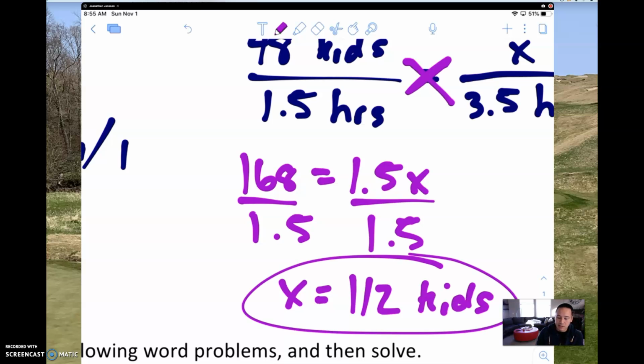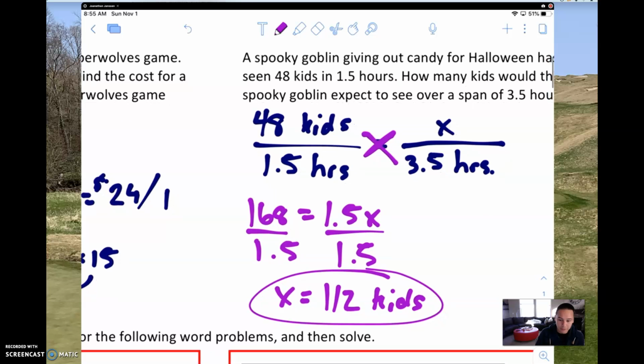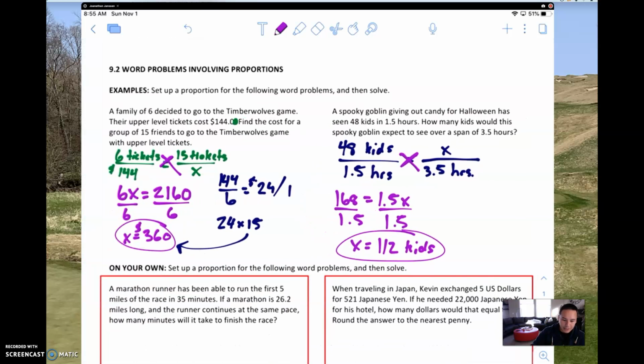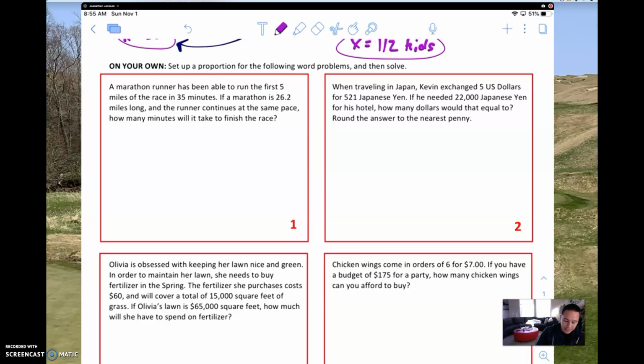So if you're like me and the spooky goblin gives out full-size candy bars for Halloween, that might get kind of expensive, seeing 112 kids over a span of 3.5 hours. So for every one of these problems, all you're going to be doing is setting up a ratio, take the information from the problem, make sure the units match up, and then solve by cross multiplying.